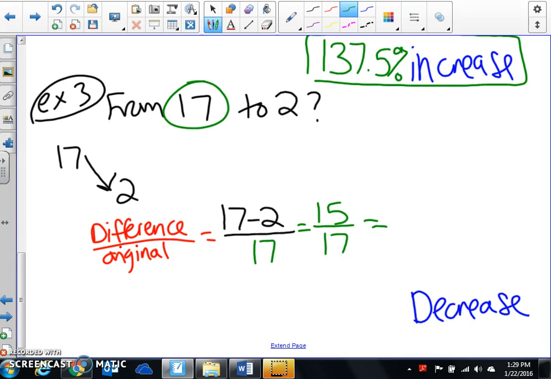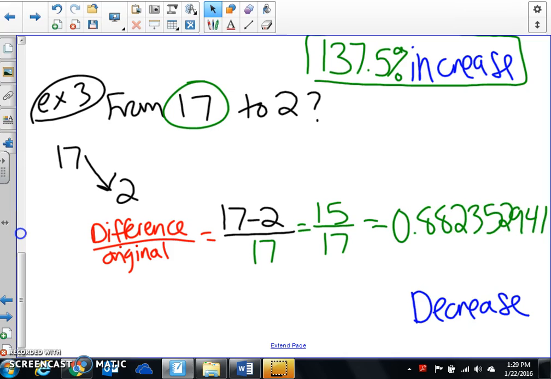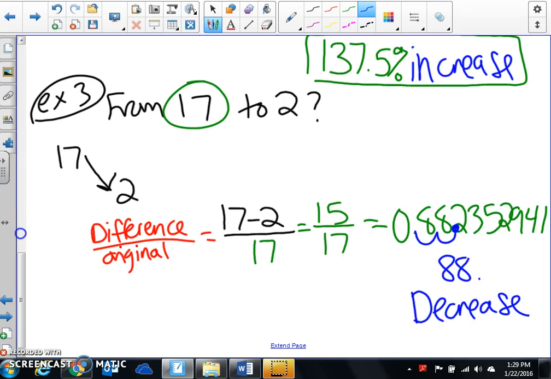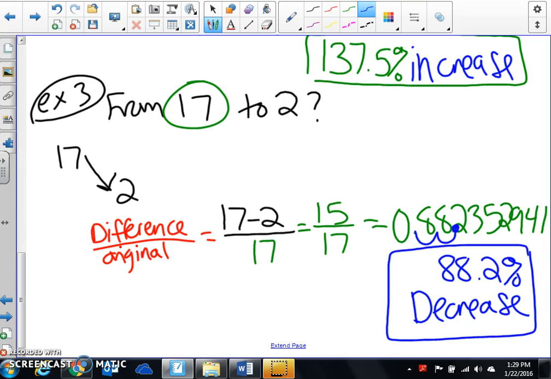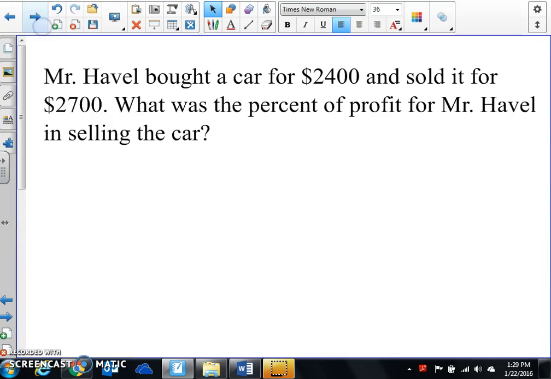And then 15 divided by 17 gives me 0.882352941. All right, now I've got to turn that into a percentage. So I go over to the right twice. So this is 88, and then that's going to be a 2 because the 3 keeps it the same. So 88.2% decrease. Okay, so this is how you're usually going to see them.